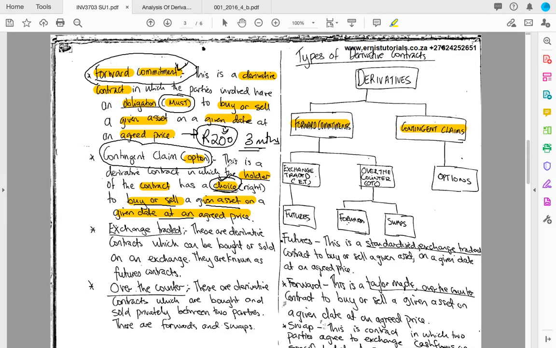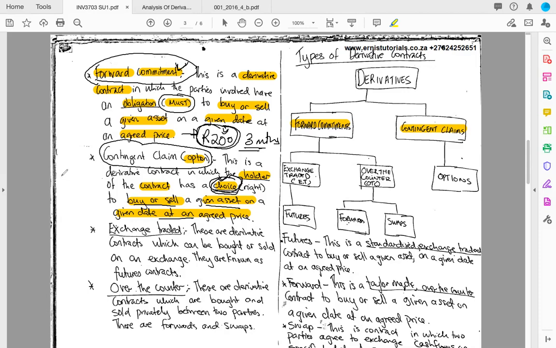If the price of the share in the spot market is favorable for you, then you can exercise your choice. But if it's unfavorable, you can choose not to exercise your choice. Okay. So when do you think it might be favorable for you or unfavorable? So let's say you agreed to buy shares in MTN 3 months from now at 200 Rand. So this is the exercise price.